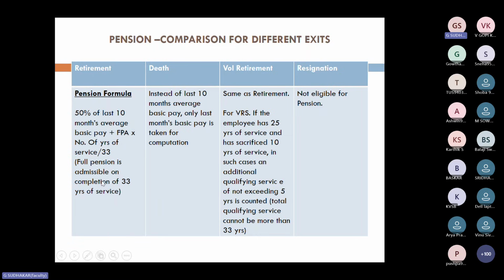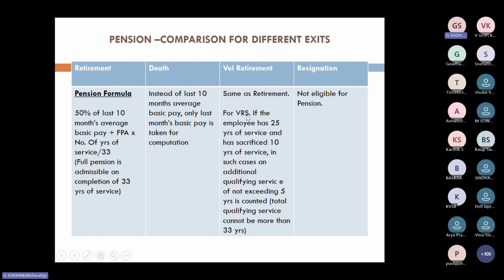Full pension is admissible on completion of 33 years. If it is 36, there is no need to divide by 33. If it is 30, 31 or 32, less than 33, then you have to divide by 33 to allow the proportionate pension. If it is more than 33, you need not deduct: 34, 35, 36 need no division by 33. This is the formula for retirement. In case of death, there is no need to take the 10 months average; the last basic drawn is taken for commutation, plus FPA if there is any.